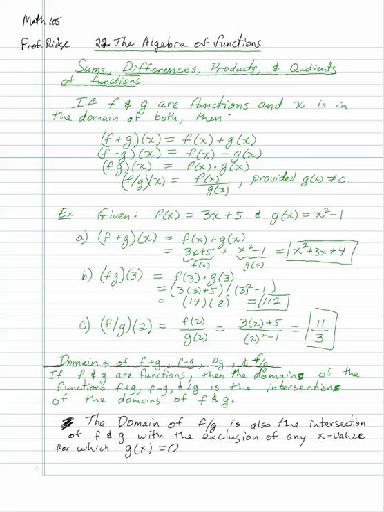Now the domain of f divided by g is the same thing. It's still the intersection of the domains, but you have to exclude any x values for which g of x is equal to 0. So let me write that down.